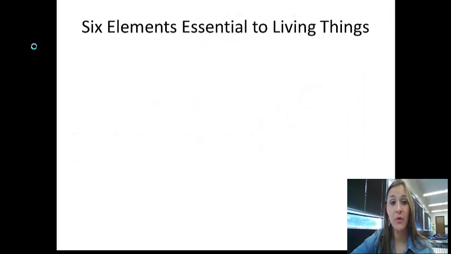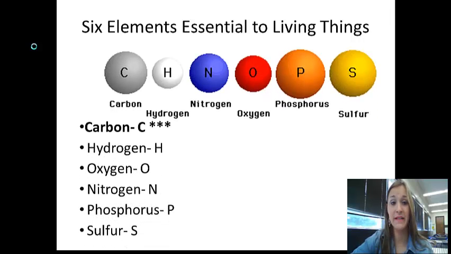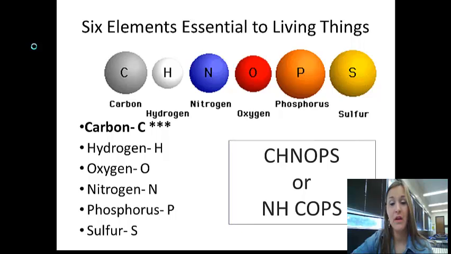But we're going to be focusing on mostly elements right now. We're going to be talking about the 6 essential elements that are necessary for life. And they are carbon, hydrogen, oxygen, nitrogen, phosphorus, and sulfur. An easy way to remember these 6 is CHNOPS, the way it sounds, CHNOPS, or I like to do it as NHCOPS, New Hampshire COPS.